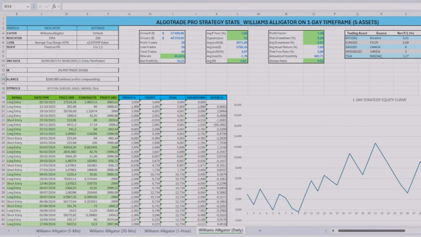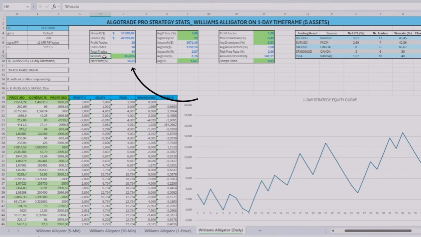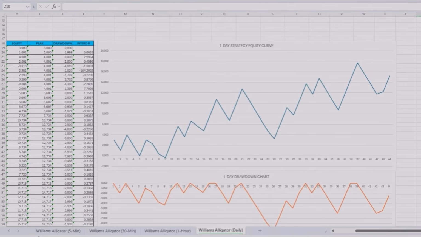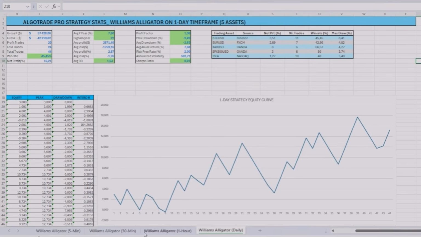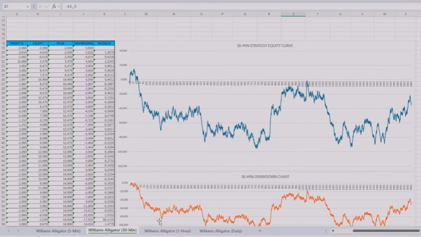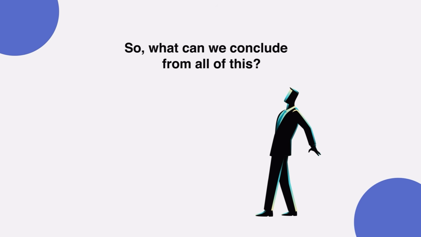And finally, on the daily time frame, we saw the best results overall. The win rate climbed to 45%, and although the number of trades was smaller, the equity curve showed a much steadier uptrend. It's still not perfect, but compared to the lower time frames, the daily chart clearly gave the alligator its strongest performance. So what can we conclude from all of this?